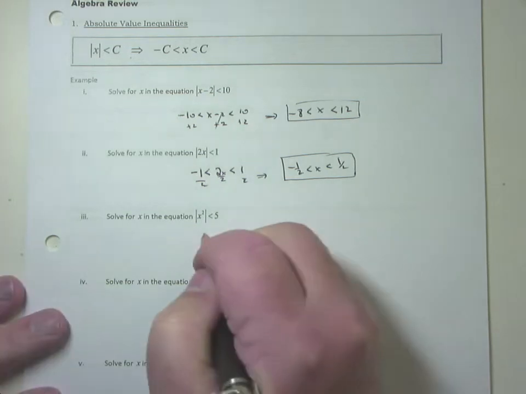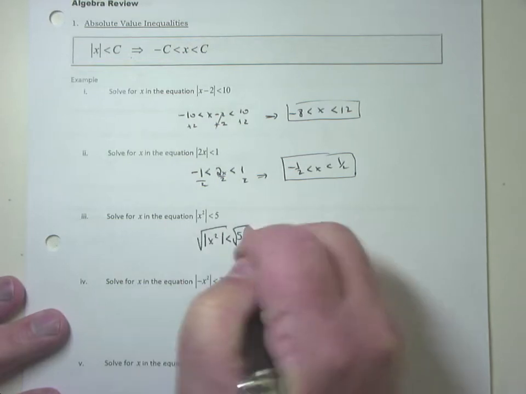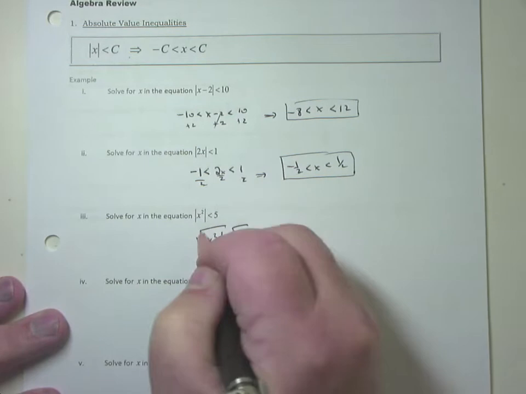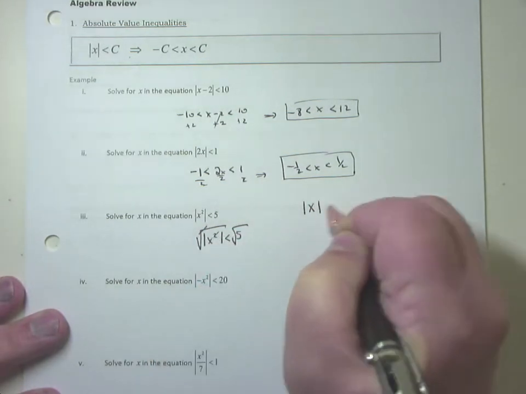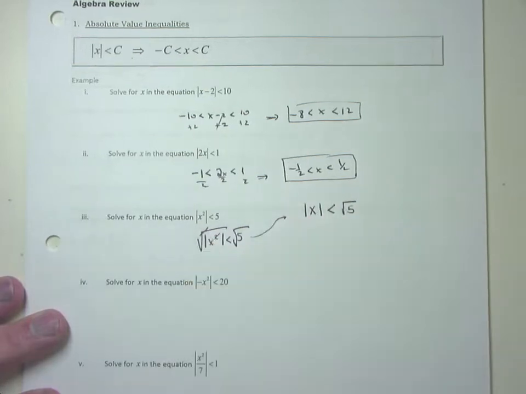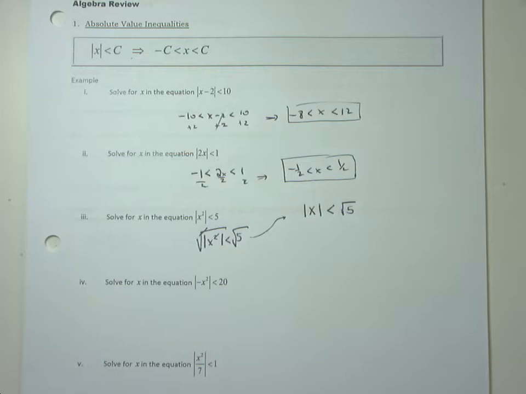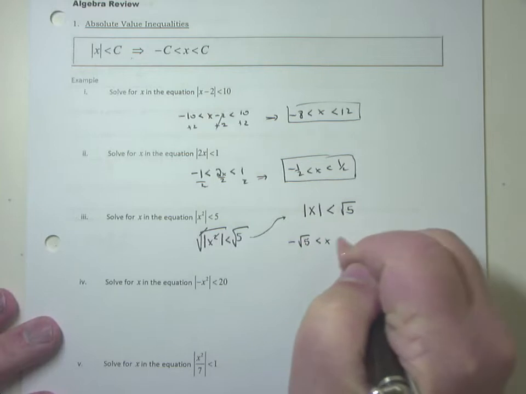So with this one, the absolute value of x squared is less than 5. You're going to go ahead and take the square root of both sides. The square root and the square cancel, so this leaves you with the absolute value of x is going to be strictly less than the square root of 5. And then, once you have that absolute value without the power on it, you can do your double-sided inequality. Negative the square root of 5 is less than x, which is less than the square root of 5.